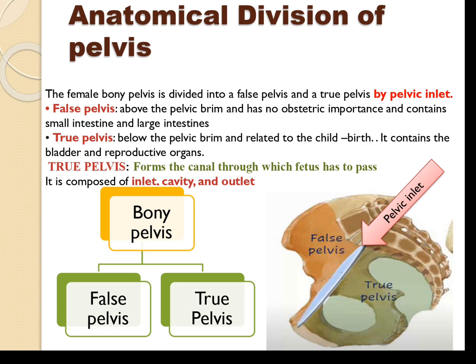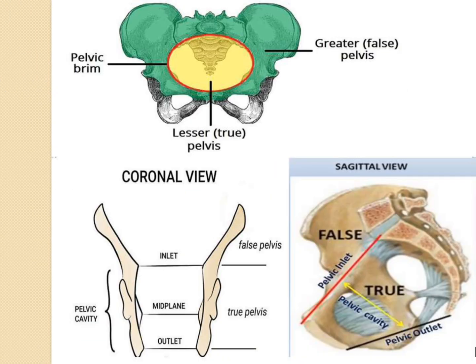Flow chart shows division of bony pelvis into false pelvis or greater pelvis and true pelvis or lesser pelvis. Second pic shows sagittal view of false pelvis and true pelvis divided by pelvic inlet. This slide explains the division of bony pelvis by superior view, coronal view, and sagittal view.